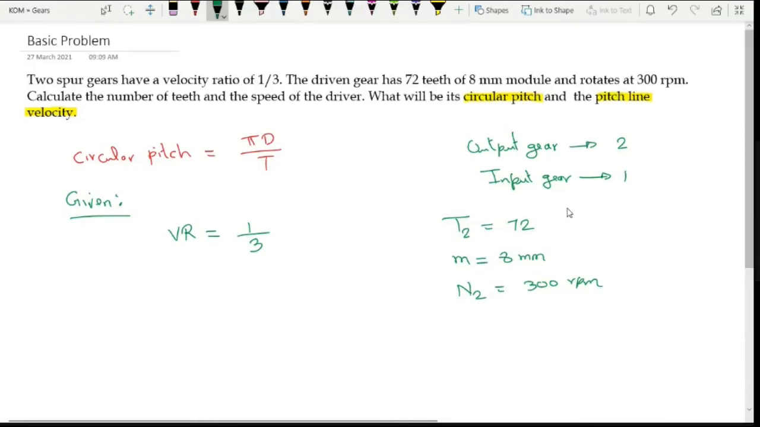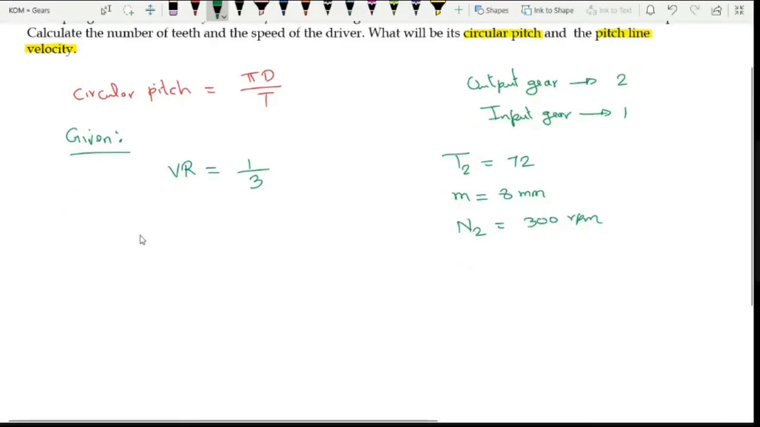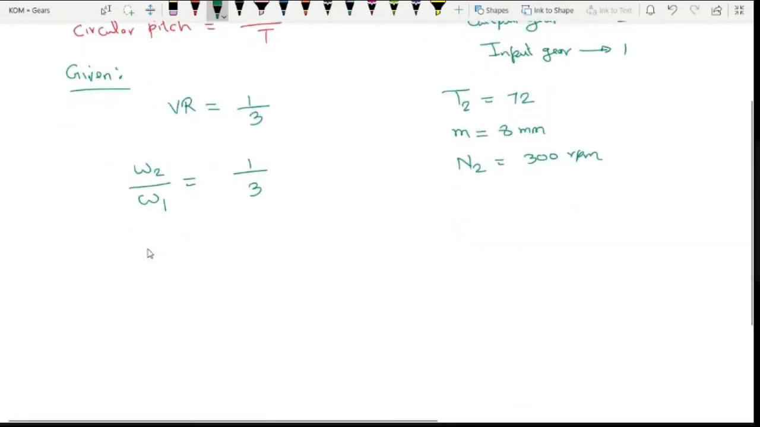Let us identify. You know the velocity ratio formula: omega 2 divided by omega 1 is 1 by 3. I can write this as 2 pi N2 by 60 over 2 pi N1 by 60. The 2 pi and 60 get cancelled, so N2 by N1 is equal to 1 by 3.